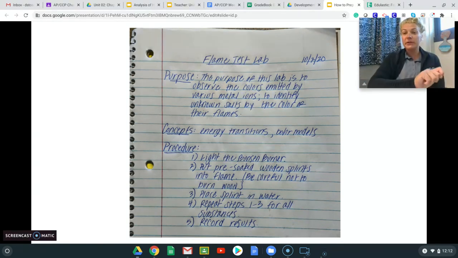And then I'm gonna place the splint in the water. Why? Because it's on fire and I don't wanna burn down the school. So I'm gonna place my wooden splint into the beaker. And then I'm gonna repeat steps 1 through 3 for all substances. And then I'm gonna record my results in my data table. So that's the procedure that you should have written for this lab.